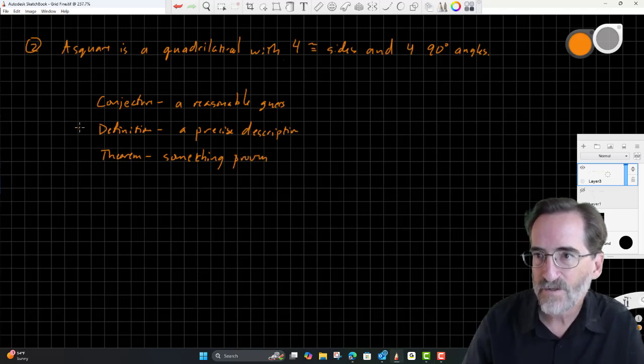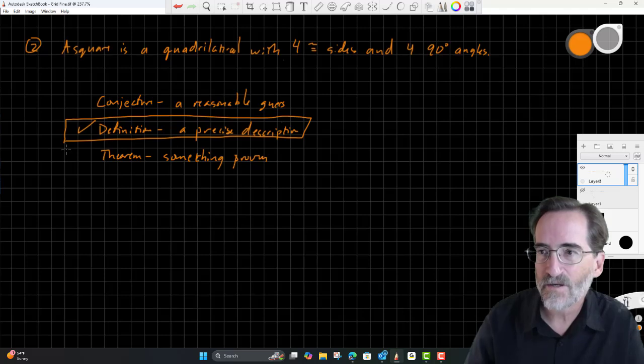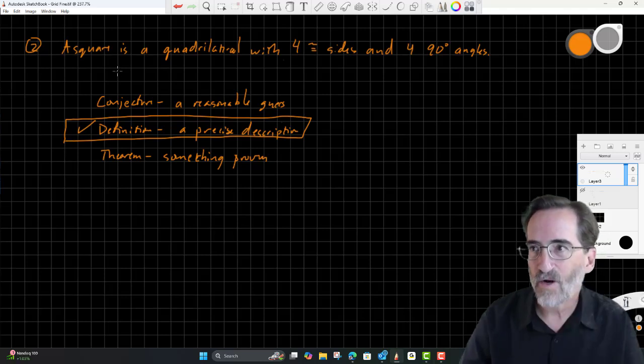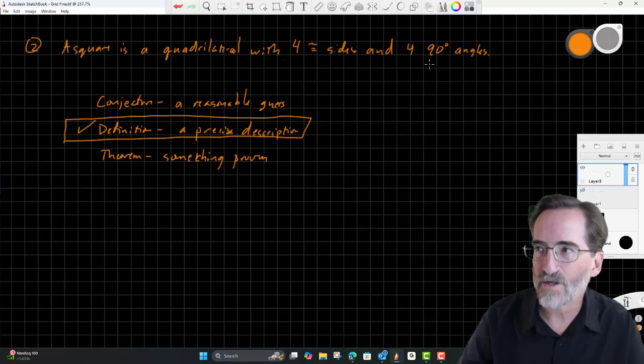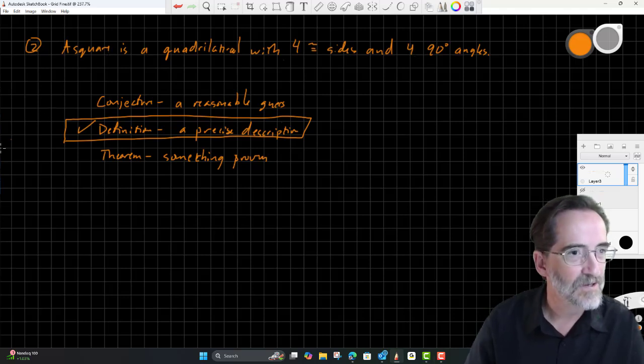The answer is, it is a definition. It is a precise description that cannot be gainsaid. That is, a square is a quadrilateral with 4 congruent sides and 4 90-degree angles, and it works backwards too. If it has 4 congruent sides and 4 90-degree angles, it is a square. It is a definition. Okay, number 3.